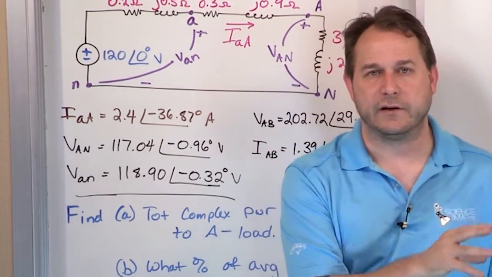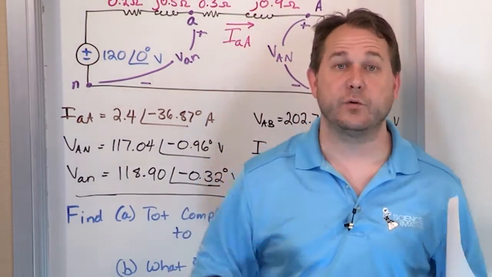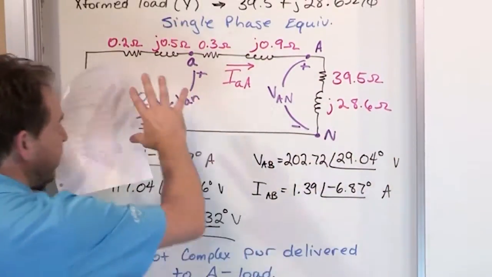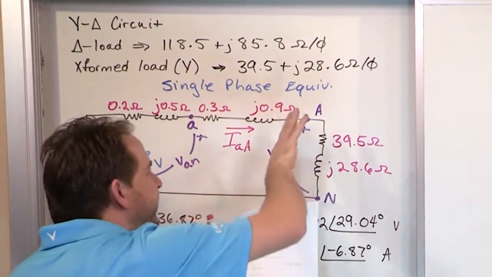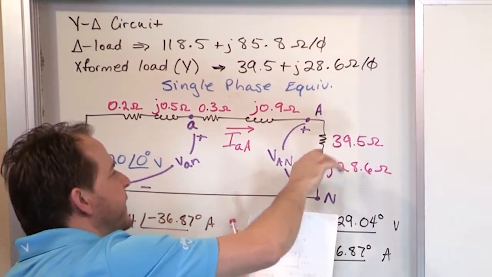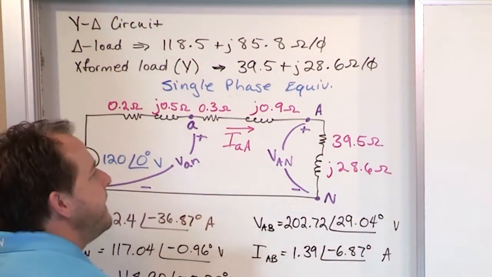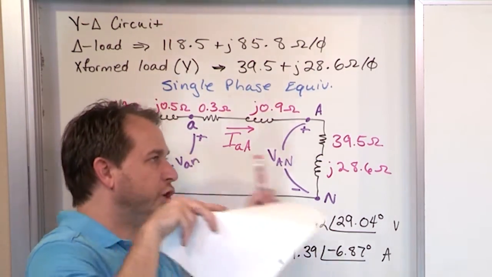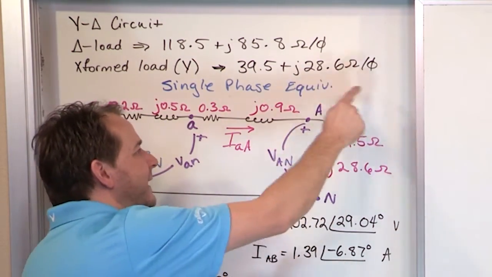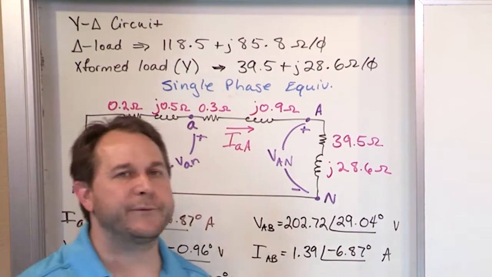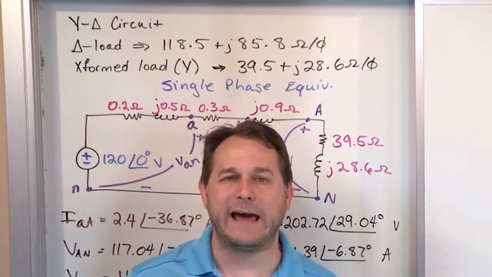When you take that delta load, divide it by 3, and find the equivalent Y load, and then build this circuit, agreed, from here on the load is different. This is drawn as a Y load, and the real circuit is a delta load. They're different, I agree with that. But if you were to put binoculars here and look into the load and put this in a black box, then the load from a power point of view behaves exactly the same.